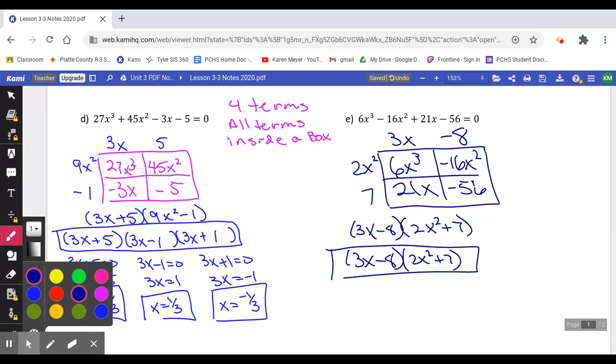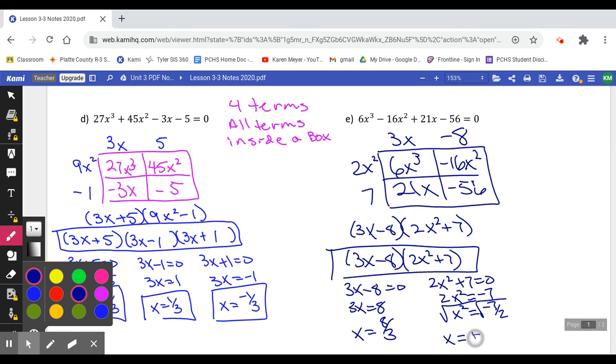So now all we have to do is solve. So set each one equal to 0. So 3x equals 8. Divide, x equals 8/3. 2x squared plus 7 equals 0. 2x squared equals negative 7. X squared equals negative 7/2. Square root both sides. X equals plus or minus. Got to have an i because of the negative. And then square root of 7/2. Done.